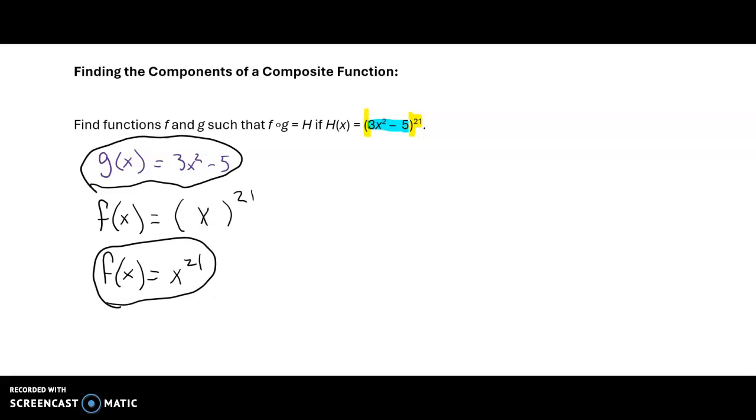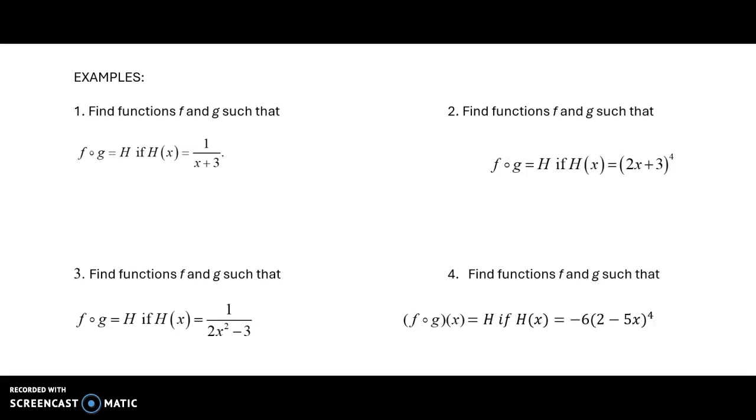Now there's 4 examples below on your paper. I'd like you to pause, try them, and then check and see how you did. Here are the 4 examples for you to try. Pause and try them. Then unpause and check your answers.